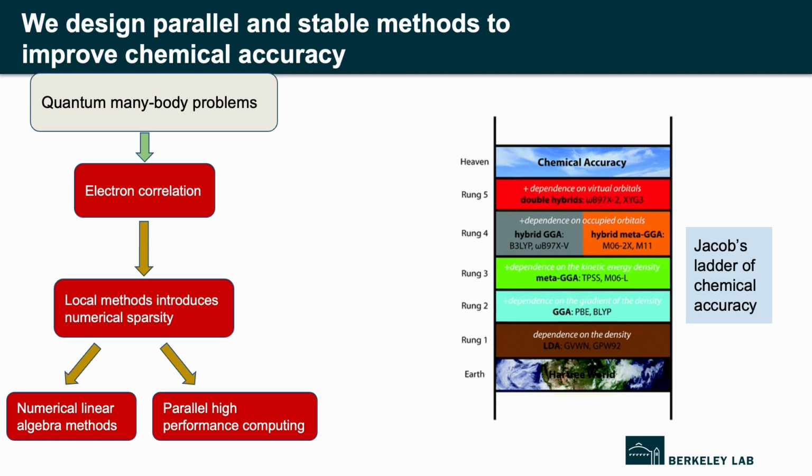On the right, you can see what we call a Jacob's ladder of chemical accuracy. From the bottom are the least accurate algorithms, and to the top, the most accurate. We are already actually in rung 5 right now. And what we try to develop using numerical linear algebra and parallel high-performance computing is to improve in this rung 5 that uses virtual orbitals.